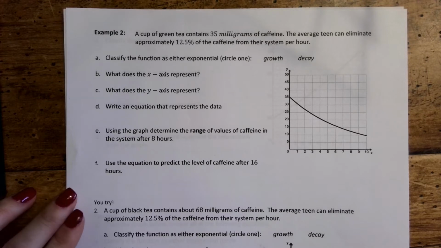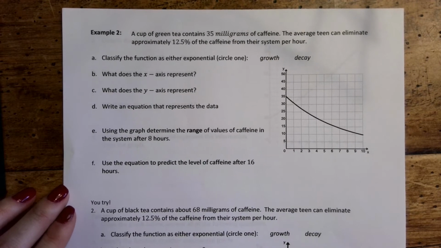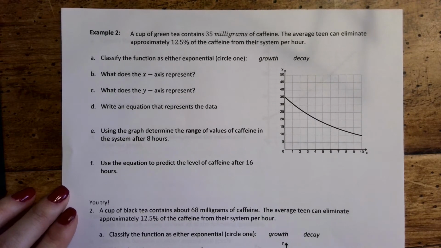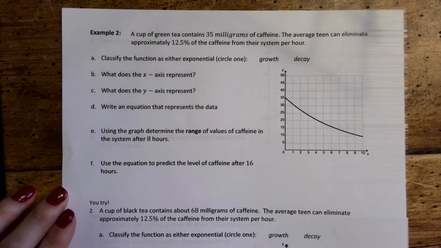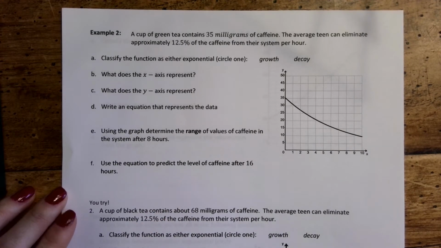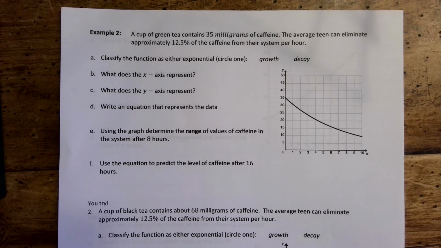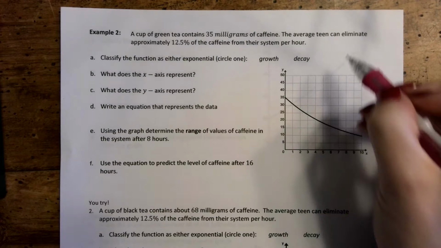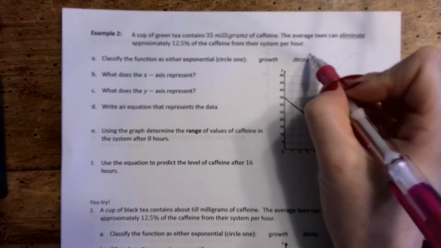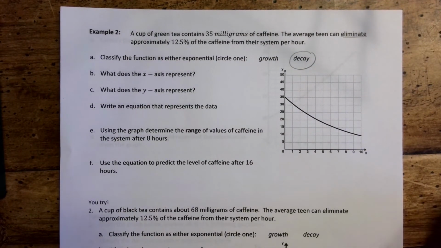The next example here is going to be very similar, but this time it'll be a little different because we're going to look at decay. So it says, a cup of green tea contains 35 milligrams of caffeine. The average teen can eliminate approximately 12.5% of the caffeine from their system per hour. So because we're talking about caffeine that's leaving the system, or you could look at this word eliminate, this is going to be a decay function.